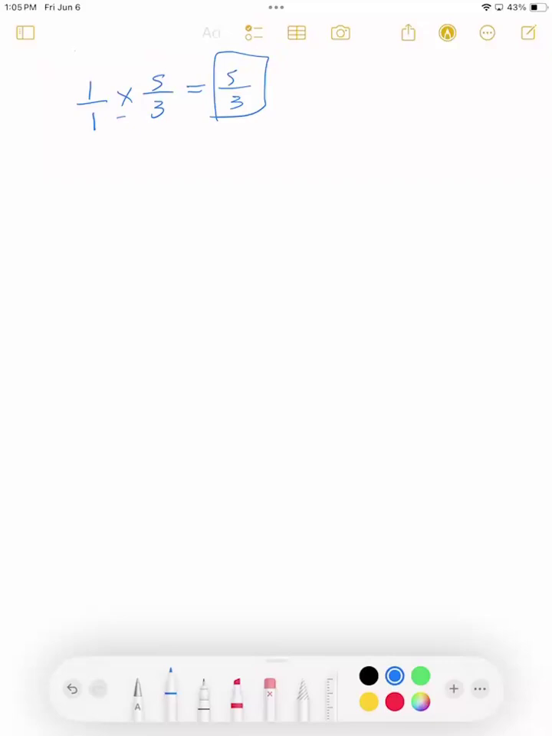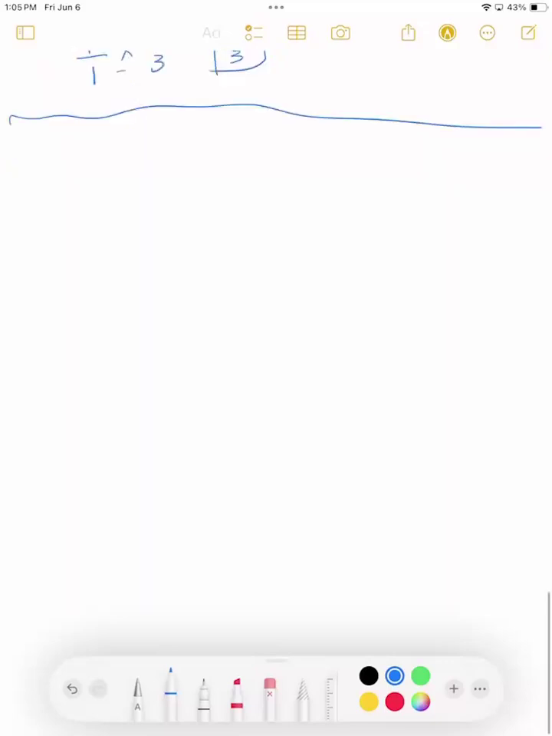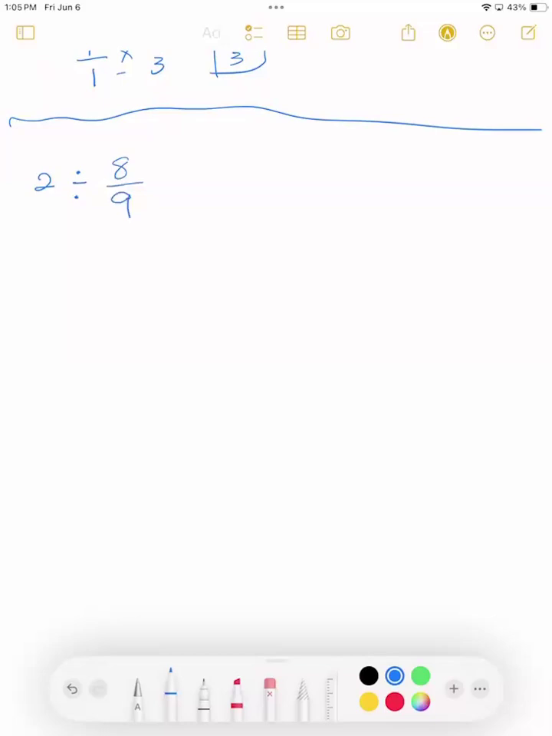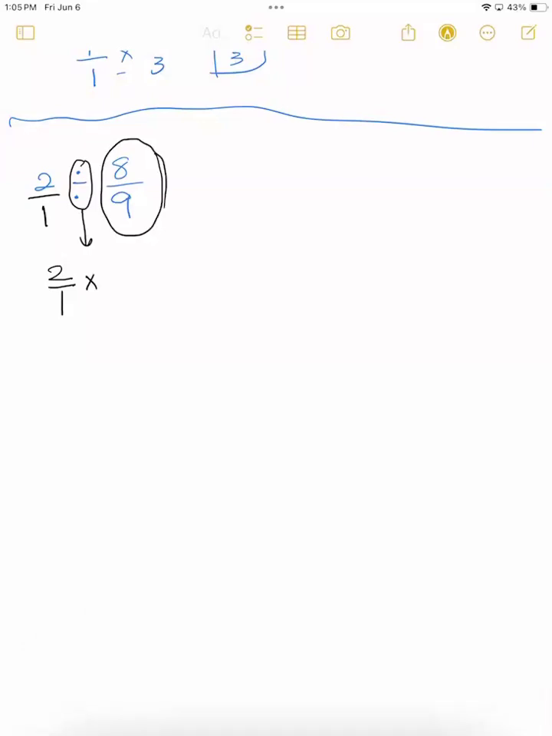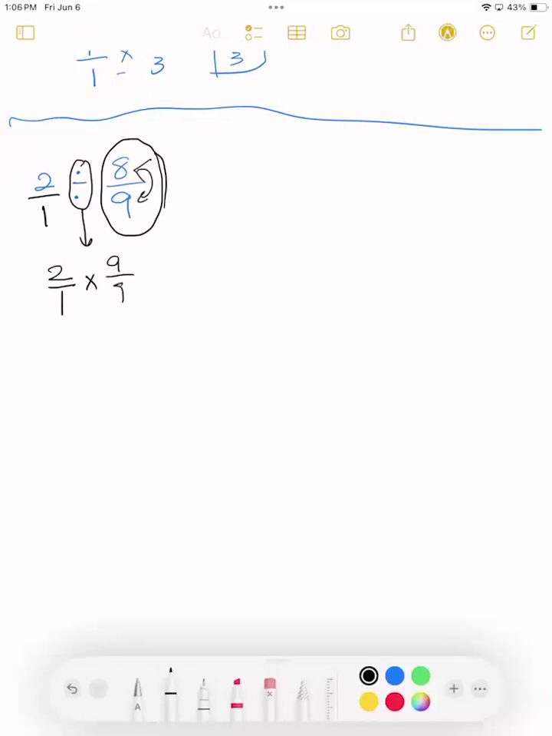Now we are going to go over a division problem. Let's say I have 2 divided by 8 over 9. So there is one step you have to take before you find the answer. When you have division with fractions, make sure both numbers are fractions. Change the division to multiplication and write the reciprocal of the second number. That's the rule. Don't flip the first number, flip the second number. Change division to multiplication, flip the second number, is called reciprocal. So I get 9 over 8.